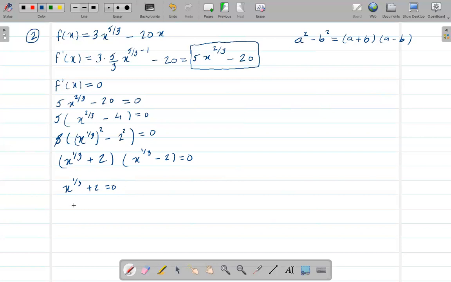From here, I can move this to the other side, so then it will be negative 2, and then take the cube on both sides. When I take the cube on both sides, the 3 on the bottom and the 3 on the top will be gone. So on the left hand side, we just have x equals negative 2 to the power of 3, which is negative 8. You do the same thing here, but here you'll get x equals positive 8.